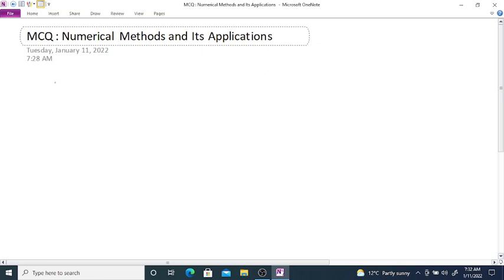Multiple choice question on numerical methods and its application. Consider first example.